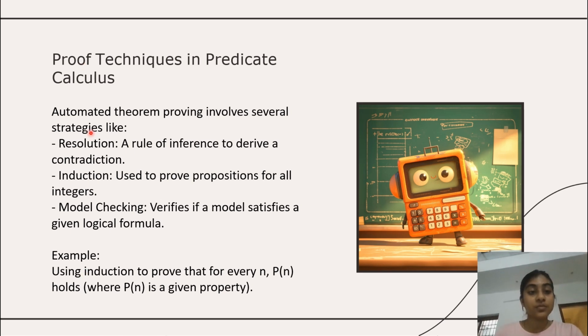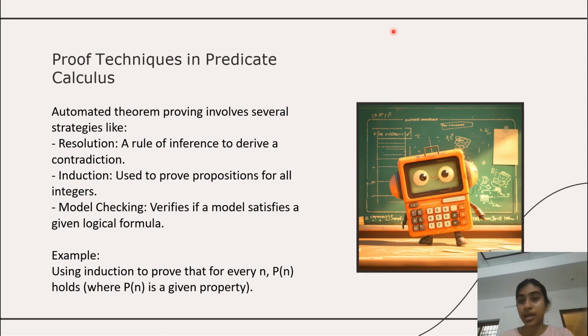Similarly, we have proof techniques in predicate calculus. Automated theorem proving uses resolution, induction, and model checking. Resolution, as I already said, is used to derive a contradiction. It cancels A and its negation, not A, and it gives the B and C part.